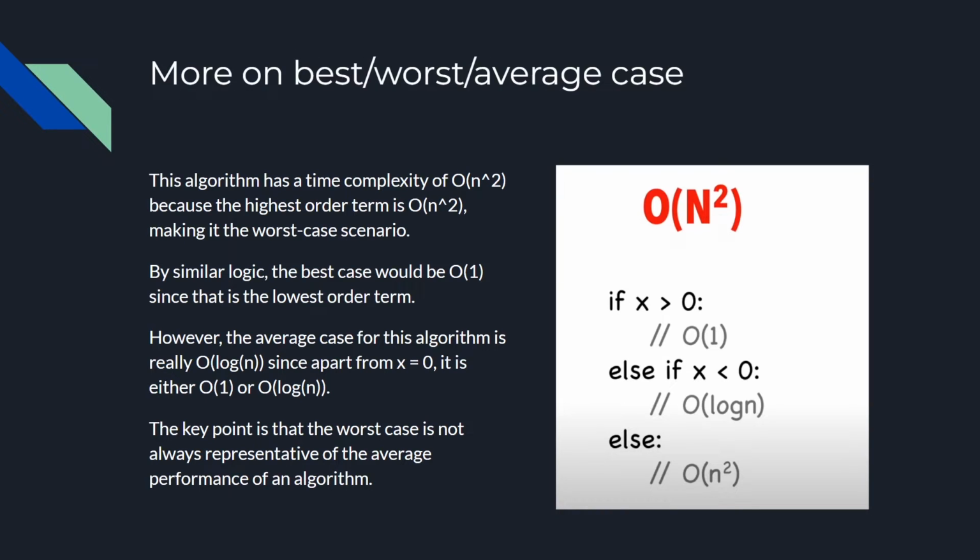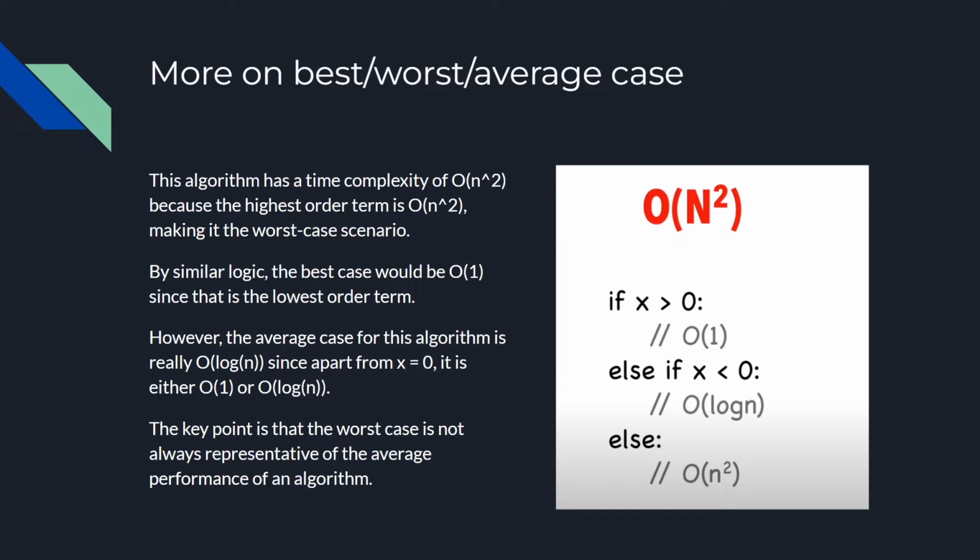All right, let's look at this example. So right here, we can tell that this algorithm has a time complexity of O of n squared, since we see that one case leads to O of 1, another case leads to O of log n, and one leads to O of n squared. Since n squared is the highest order, that becomes our official complexity. However, that's only the case for x equals 1, which means it's not necessarily representative of the algorithm's performance overall.